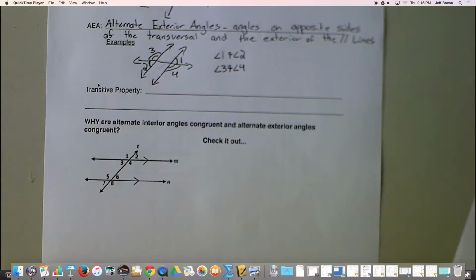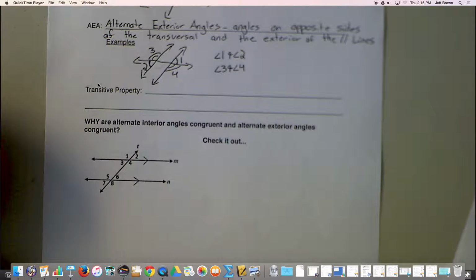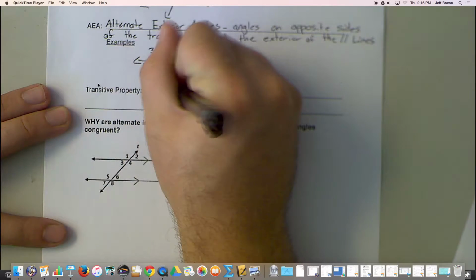Alright, so our last term for this section is what we're going to call the transitive property. This transitive property is something that is true in all of mathematics, not just in geometry, not just in algebra, but in all mathematics. And so what it tells us is if we have two things that are equal and another set of two things that are equal, and one of those two things is shared, then the other two things are equal. Okay? I know that probably sounds really confusing without seeing it, so I'm going to go ahead and write the definition here and then kind of explain it again.